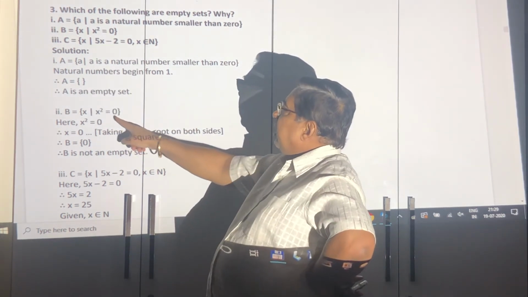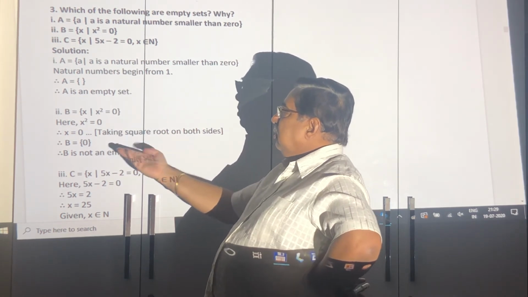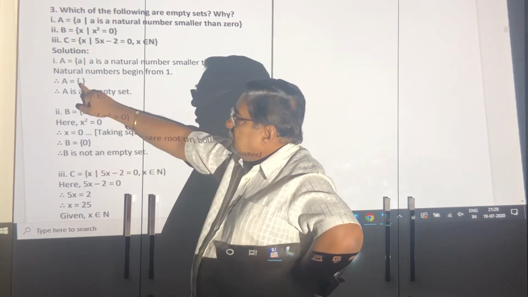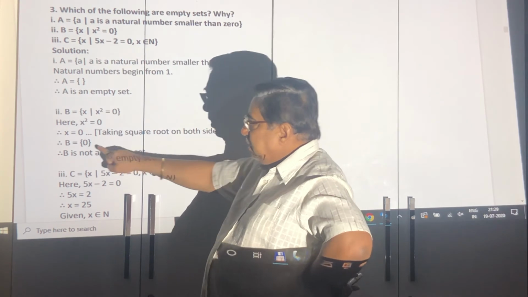Take the second one. x square is equal to 0. Therefore, x multiplied by x is 0, x is 0. So the element is 0. Now, it contains 0. This does not contain anything. B is not an empty set, remember. It contains 0, a 0 set.